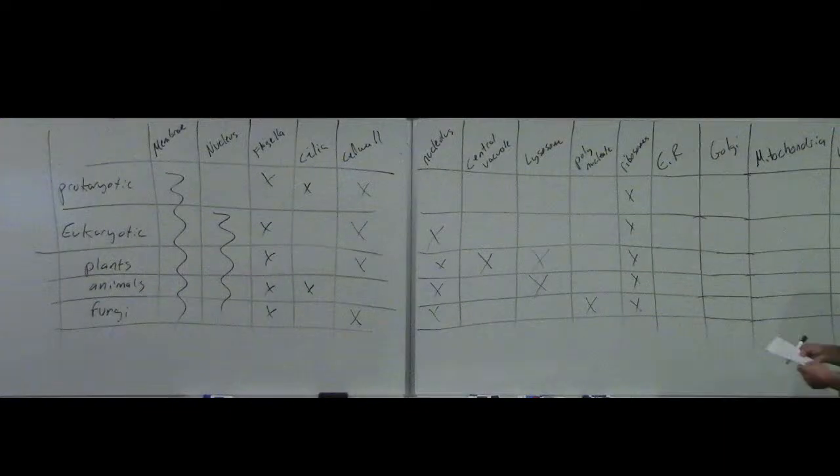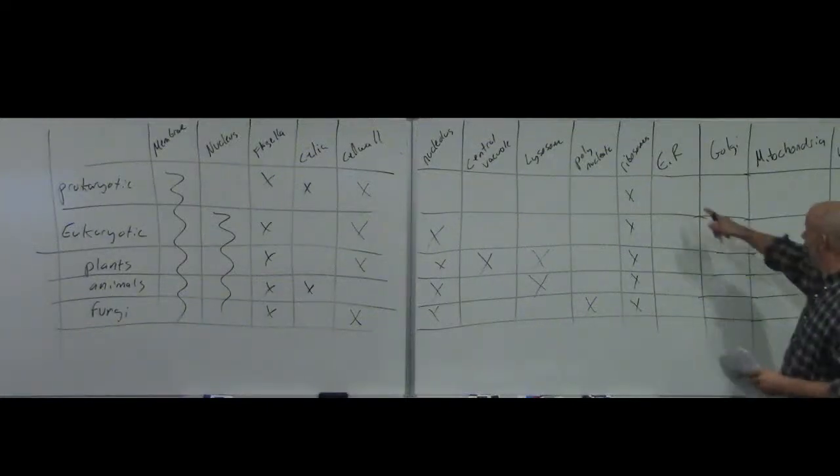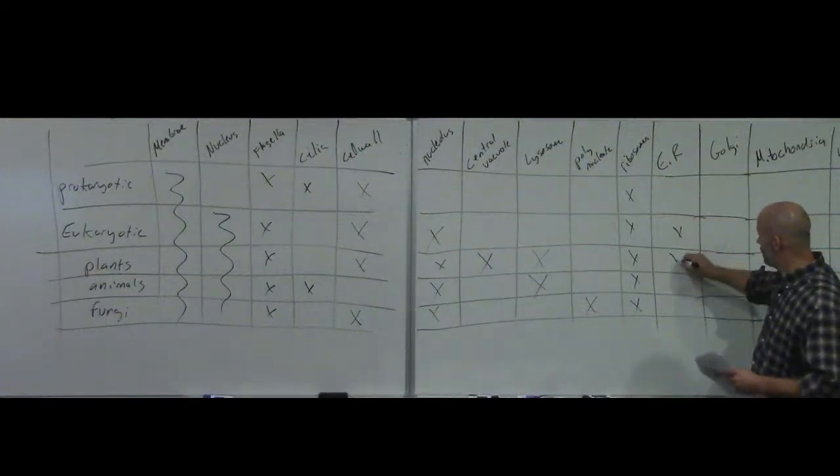Where would I find an endoplasmic reticulum? Where in the cell? What's it attached to? The nucleus. So if I don't have a nucleus, I don't have an endoplasmic reticulum. So it's out on these guys. It's here for everybody else, right?